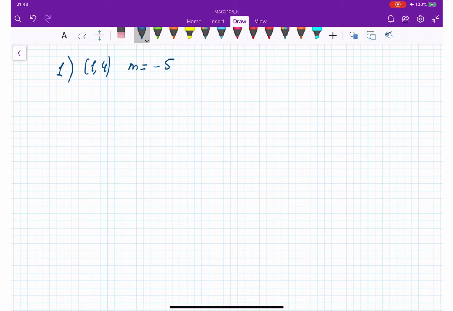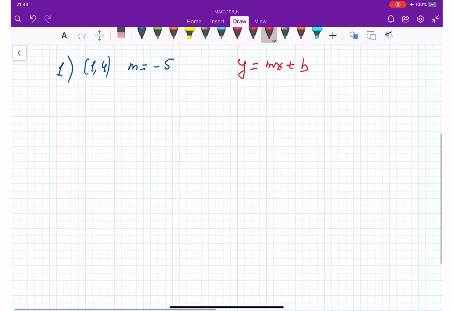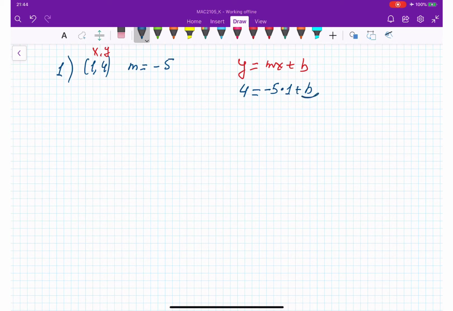Okay, so we are going to use y equals mx plus b. What we're going to do, we write down this is my x, this is my y. So my y is 4, therefore I'm writing down 4 equals m, which is -5, and my x is 1, times x plus b. So I need to find this b. So 4 is equal to -5 plus b. Moving -5 to this side, I get 4 plus 5 is equal to b, and my b is equal to 9.